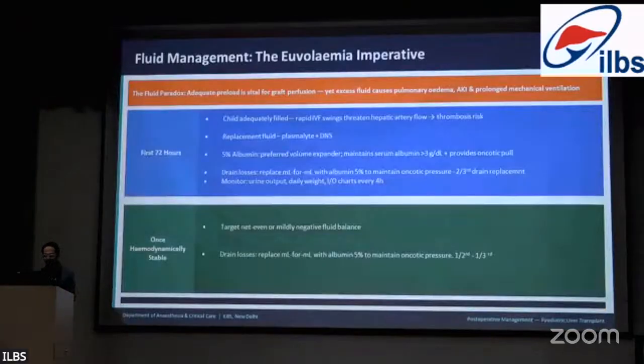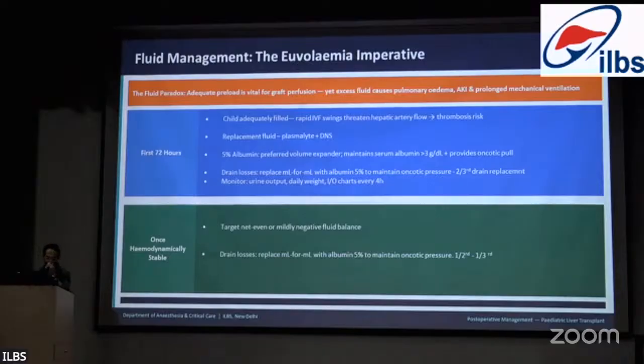Next comes the fluid management part. The paradox exists where adequate preload is vital for graft perfusion. Yet, if we give excess fluid, it will cause pulmonary edema, AKI, and prolonged mechanical ventilation. So there's a very fine line. In the first 72 hours, we should try to keep the child adequately filled because rapid IV fluid swings threaten the hepatic artery flow, which increases the thrombosis.